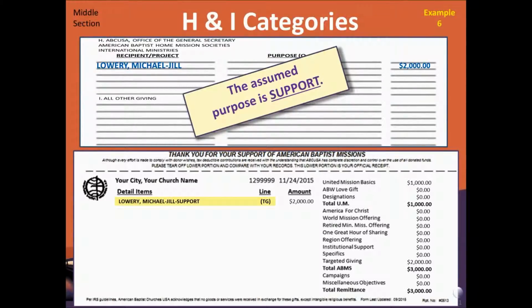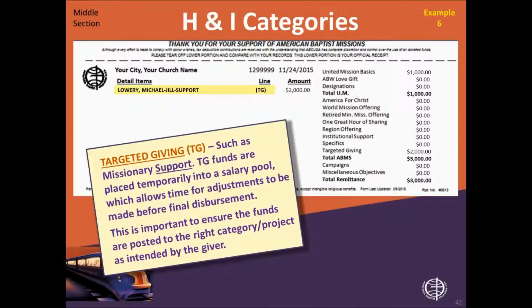With this one, we see that the receipt shows support, and that's because we did not specify anything else. So the assumed purpose is support for this missionary. If you did not want all of it to go to support, however, we would have a problem.